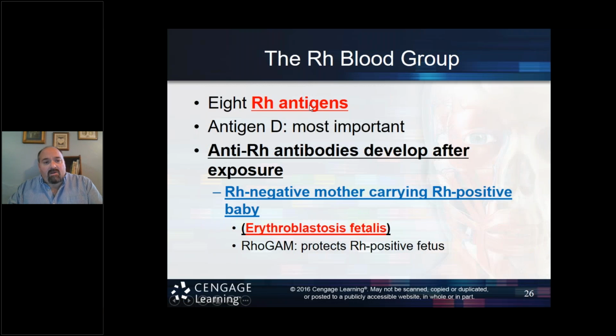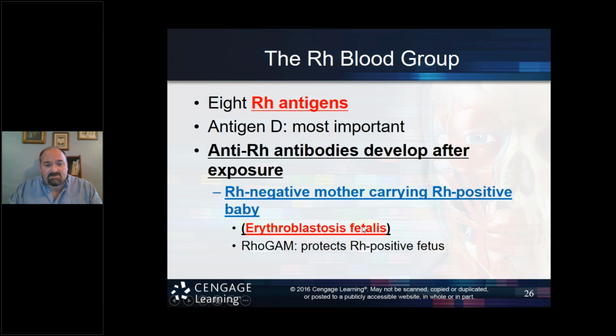The Rh antigens. There are different types of Rh antigens, and the D is the most important. The anti-Rh antibodies develop after exposure. It's really during the birthing process that mom will be exposed to the mixing of the blood, and so the Rh negative mom would develop Rh positive antibodies against the child.